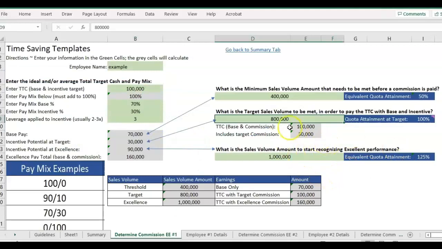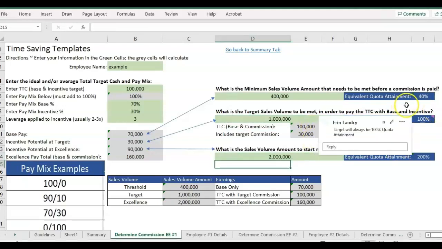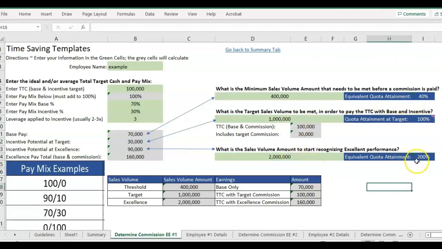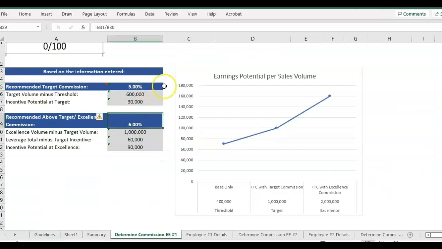And like I said, I made these sales volumes up, so you can split this out and do something totally different. You could change the targets to higher or lower and see how that affects the commission, the recommended commission targets. So you can make it 200% to get to the excellence, and you'll see that kind of lowered the commission target here, but it still is about the same on target.